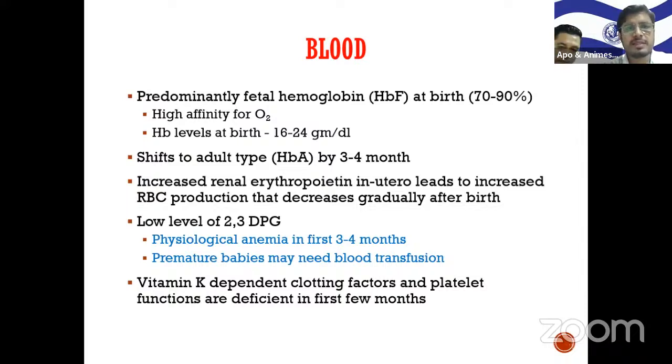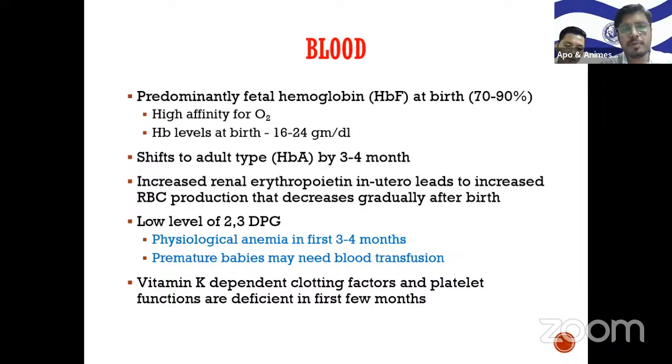So there is also increase in renal erythropoietin in utero. So it leads to increased RBC production. This erythropoietin level decreases gradually after birth, and in neonates there is low level of 2,3 DPG. So in fetal circulation in utero, it is relatively hypoxemic. So to counter that hypoxemia, there is more HbF and increased erythropoietin levels. Both of these values decrease gradually after birth, especially in the first 3 to 4 months of age. So it will lead to physiological anemia in the first 3 to 4 months.